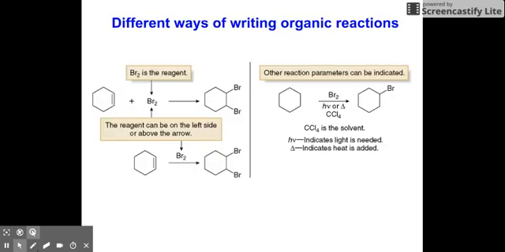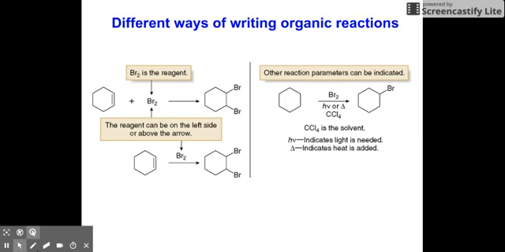Now, what are some common examples? For example, you would see an equation that looks like this. You have your cyclohexene here. Plus means it reacts with Br2, that's your reagent, one of the reactants that will react with your cyclohexene. Br2 is a diatomic molecule, that's why it's Br2. You put it on the left side with a plus that separates it from cyclohexene, or sometimes you can draw the cyclohexene alone on the left side and put the reagent on top of the arrow. Either of these is correct.